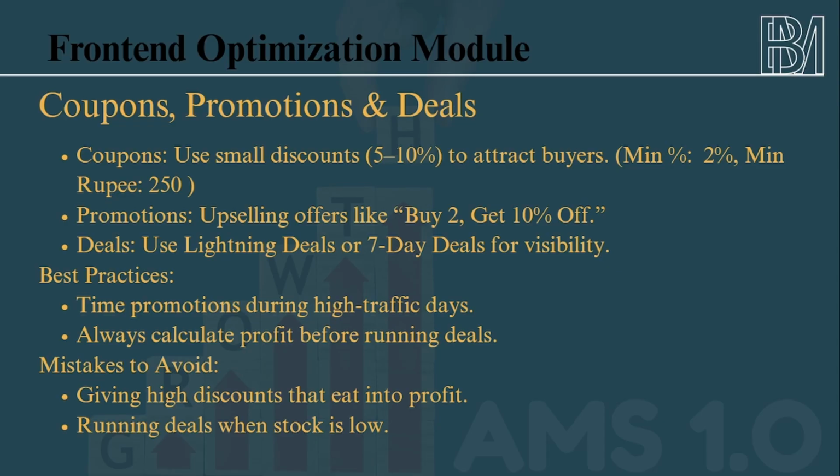Use small discounts, typically 2%, 5%, or 10%, to attract new buyers and increase click-through rate. Coupons appear directly on the product listing, so make them highly visible. That's why we use coupons. Don't worry, we will go through each and everything, how these coupons, promotions, and deals look on our front end.